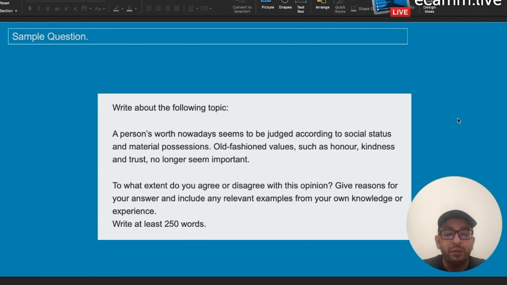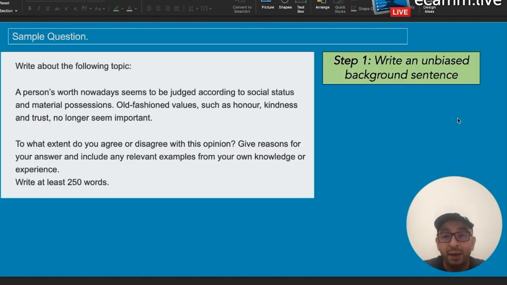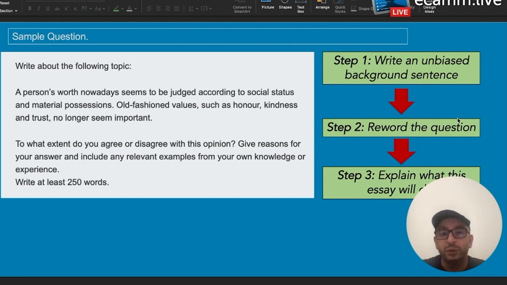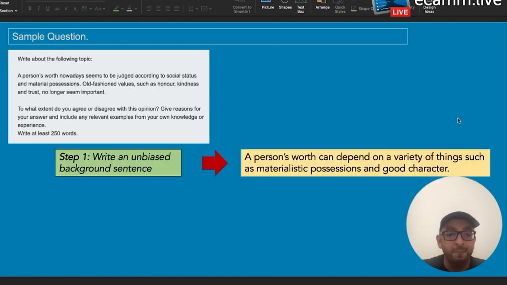So remember our 3-step method. The first thing that we will do is write an unbiased background sentence. Then we will reword the question. And then finally, we will explain what this essay will do. So now let's apply this 3-step method starting with step 1.